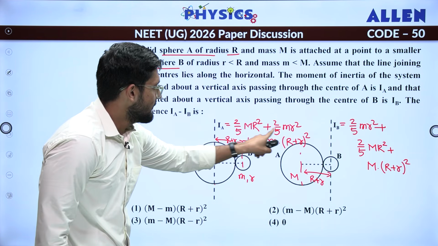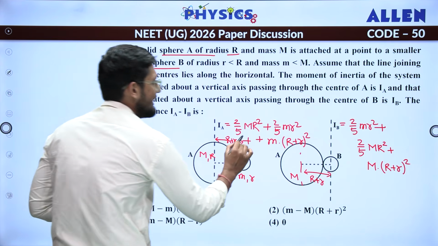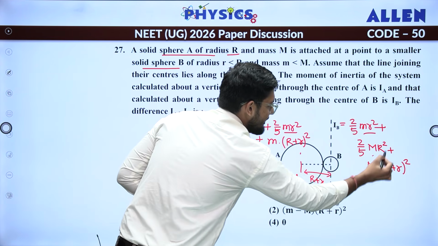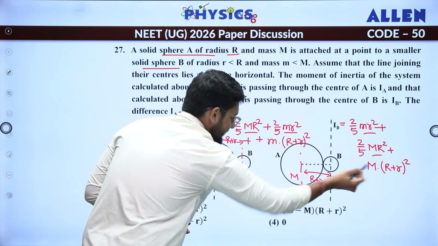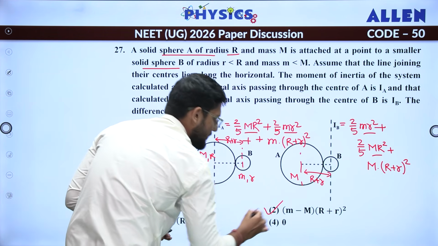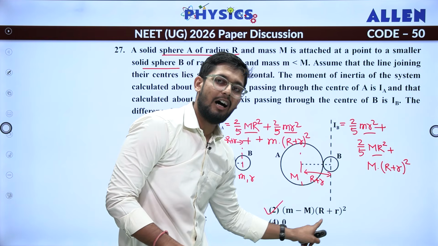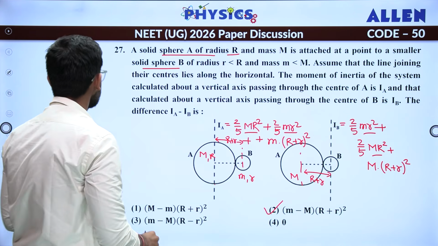When you take the difference of these two values, these values and these values are same. So this will be IA minus IB, so (M minus m), (R plus r) to the power 2. Second option.